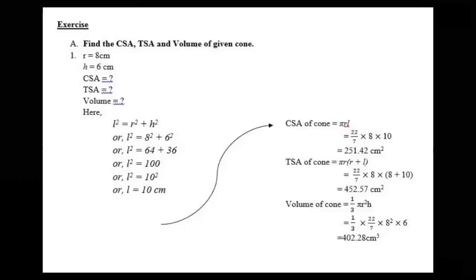Okay, so similarly as yesterday, when we found the CSA, TSA and volume of the cylinder, today we are going to find out the CSA, TSA and volume of the cone. The formulas of the cone are similar to those of the cylinder. The formula of the cylinder and cone is almost the same, sir. Remove the 2 and put L in place of H. That is all. That is the simple way we can memorize.